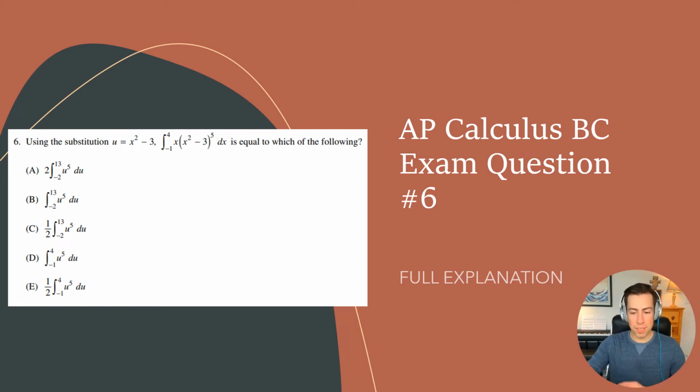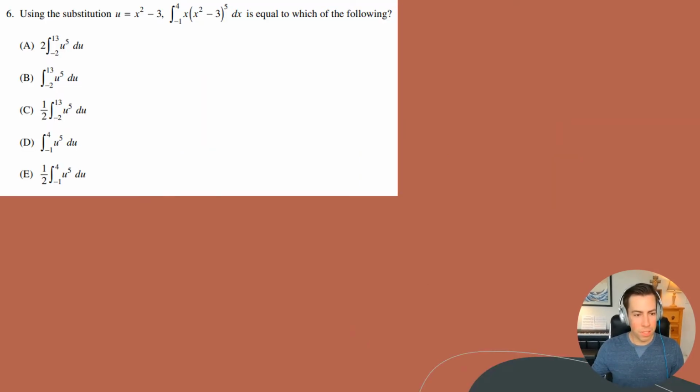Okay, question number 6, here we go. Using the substitution u equals x squared minus 3, and given this integral, what is the simplified form equal to? It's basically what that's saying there.